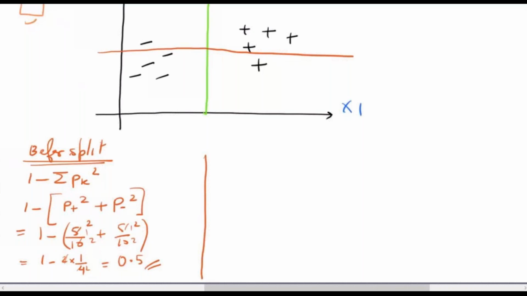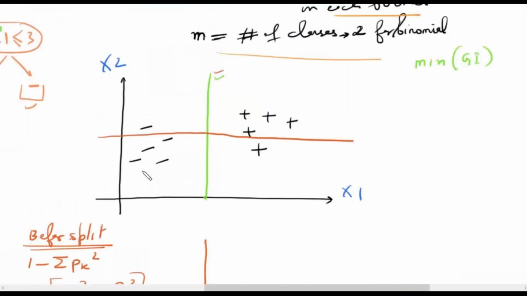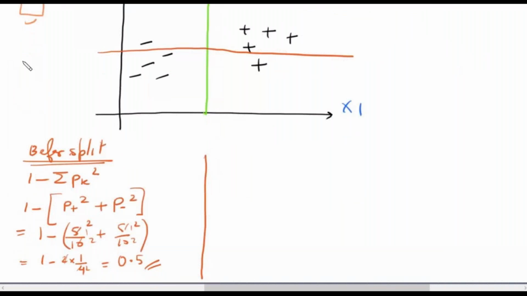Now remember, I briefly talked earlier that this is the worst form of impurity you can get, where you have an equal number of pluses and minuses in the same bucket. Remember, before split, everything belongs to the same bucket. This is the worst form of impurity, and it gives us a Gini index of 0.5. So what does this tell us? This tells us that the maximum value of Gini index is 0.5. Gini index cannot go beyond 0.5. Now let us go ahead with the split.